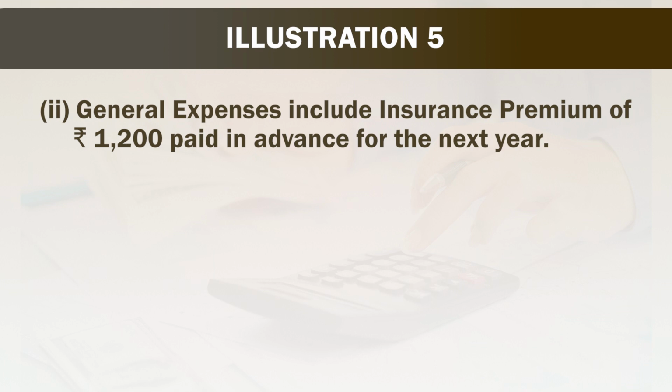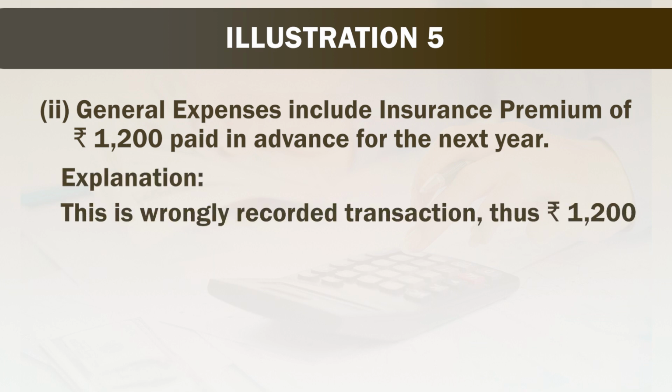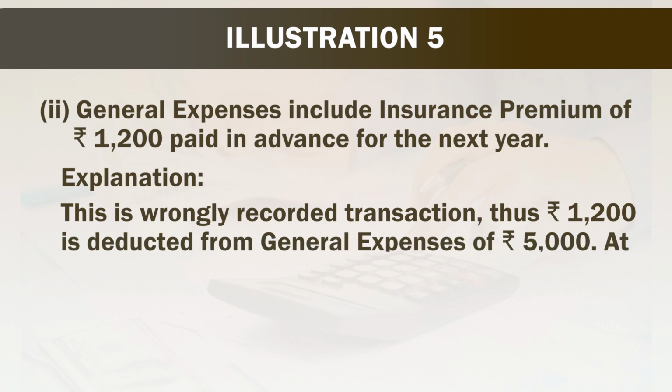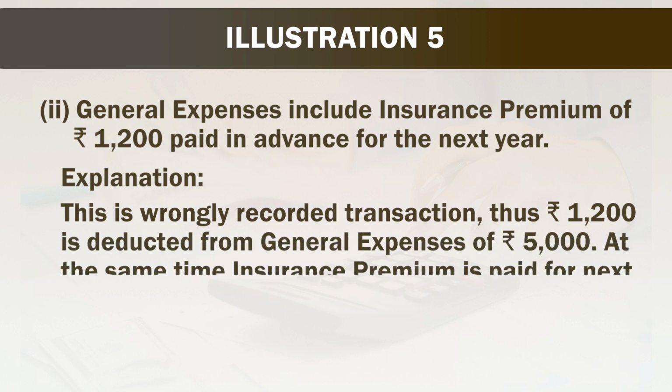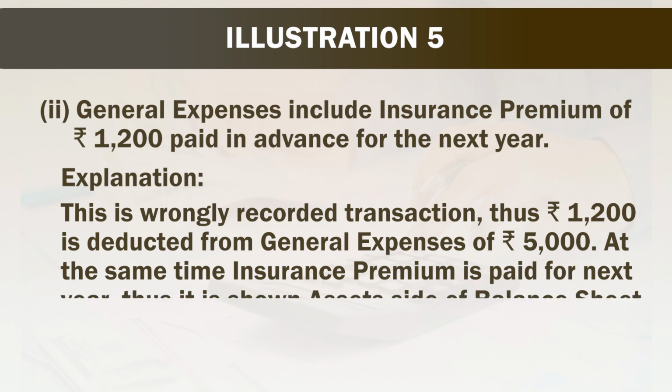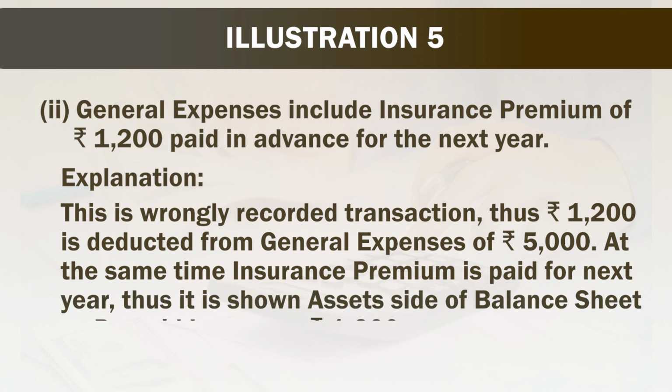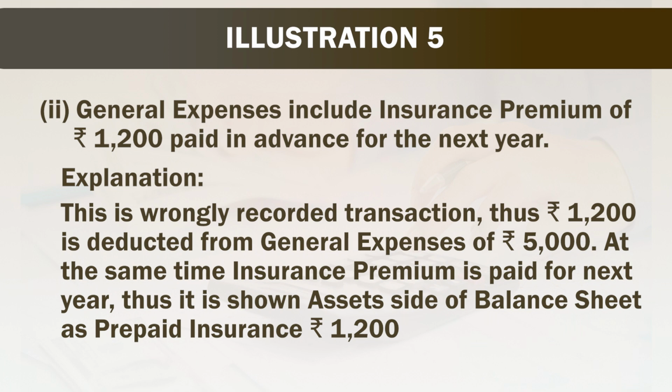year. So, here there are two things, it is general expense, in that 1,200 is included as premium and again it is advance payment. So, this is wrongly recorded transaction. Thus, rupees 1,200 is deducted from general expenses of rupees 5,000. At the same time, insurance premium is paid for the next year. Thus, it is shown asset side of balance sheet as prepaid insurance rupees 1,200.